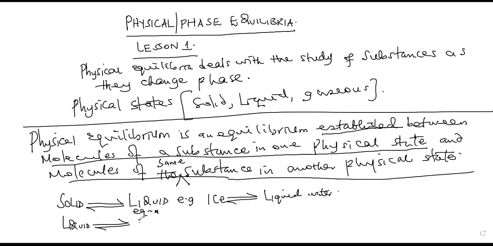Then one can also talk about liquid-vapor equilibrium. Meaning here, the liquid establishes equilibrium with the vapor, but that same liquid is the one that went to vapor. They are molecules of the same substance. For example, one can consider liquid water and steam. Liquid water-steam equilibrium. So this is the equilibrium established between the liquid and vapor.